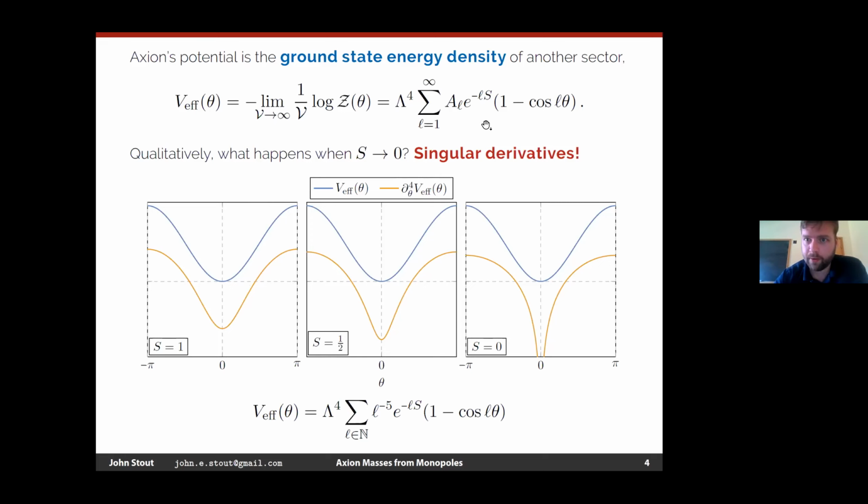So this instanton action going to 0 is just telling you that somewhere along your axion's field space, I have some singular derivative that the Fourier expansion I've chosen to write my effective potential in terms of cannot represent without this loss of exponential suppression. It's just a general fact about Fourier series.